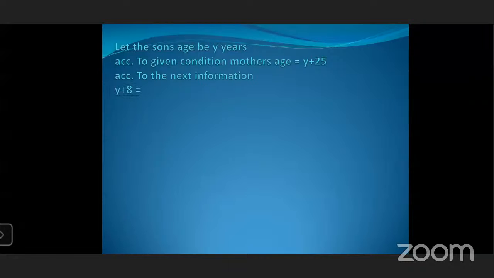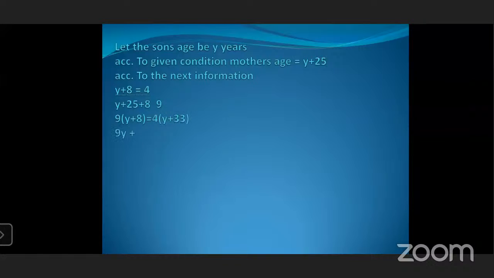Let the son's age be y years. According to the given condition, the mother's age would be y plus 25, as we saw by adding 25. Now according to the next information, after 8 years the son's age is y plus 8 and the mother's age is y plus 25 plus 8. Their ratio becomes 4 upon 9.